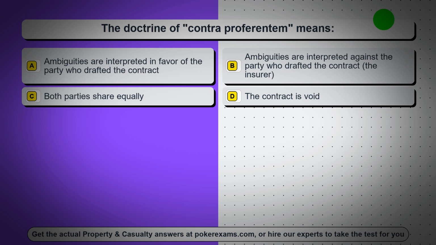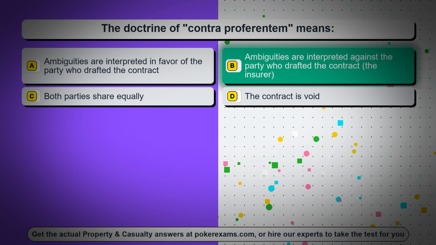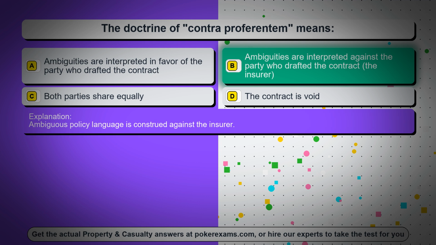Question 11. The doctrine of contra proferentem means: Option A, Ambiguities are interpreted in favor of the party who drafted the contract. Option B, Ambiguities are interpreted against the party who drafted the contract, the insurer. Option C, Both parties share equally. Option D, The contract is void. The correct answer is option B. Ambiguities are interpreted against the party who drafted the contract, the insurer. Ambiguous policy language is construed against the insurer.